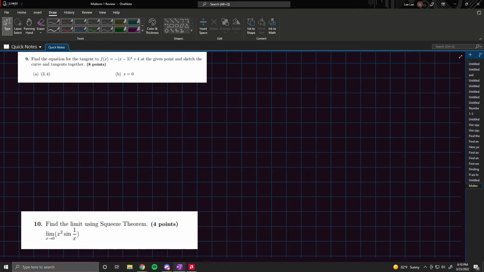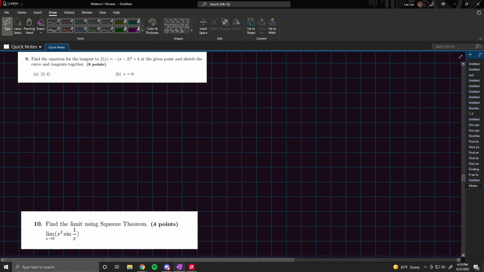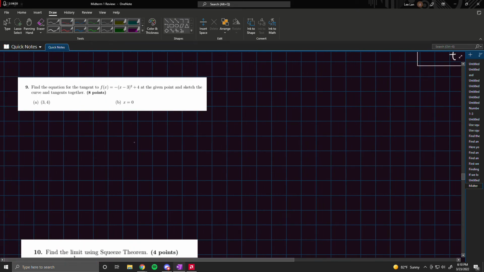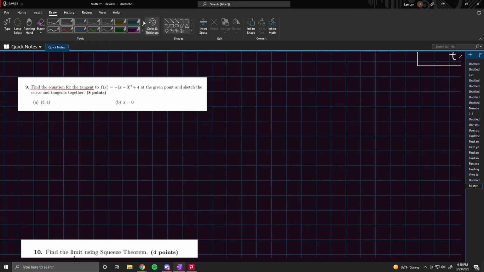Find the equation for the tangent to the function f(x) equals this at the given point, and sketch the curve and tangents together. So, find the equation for the tangent to this at the given point and sketch the curve. Okay, so how do we do that?